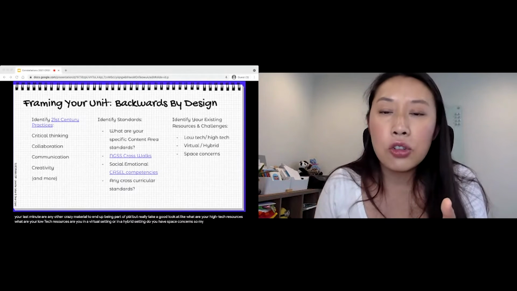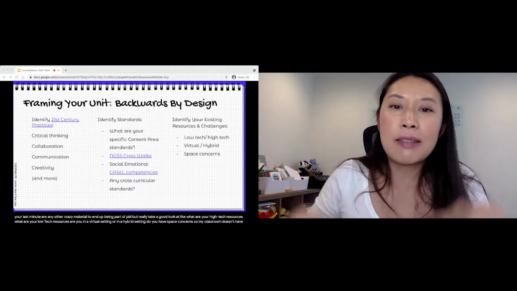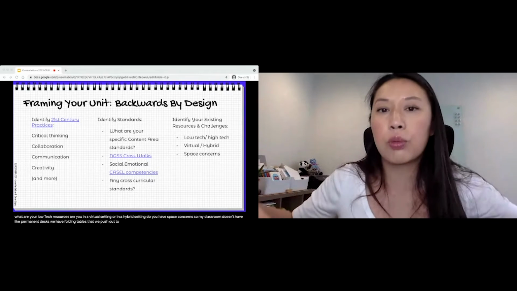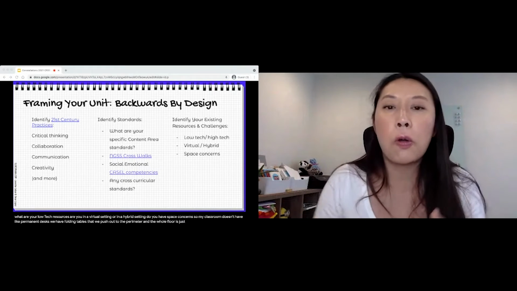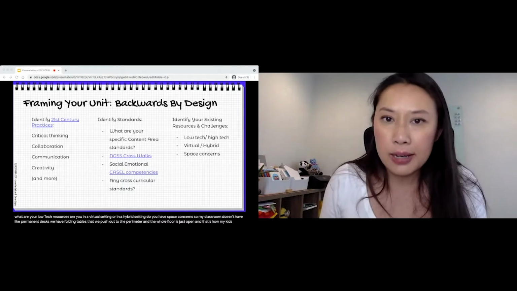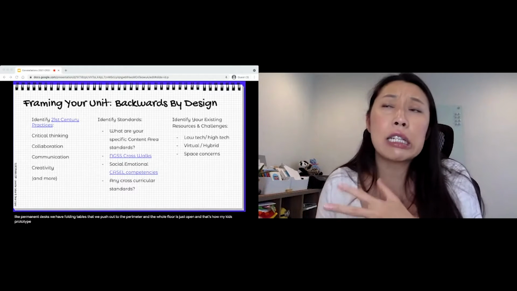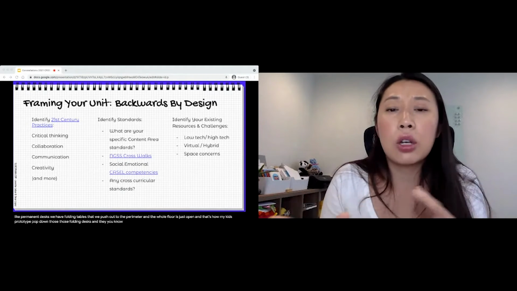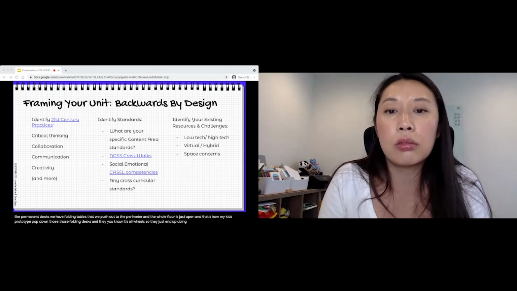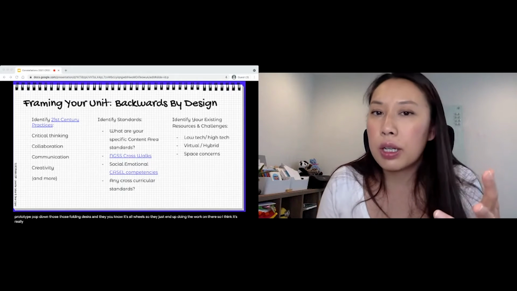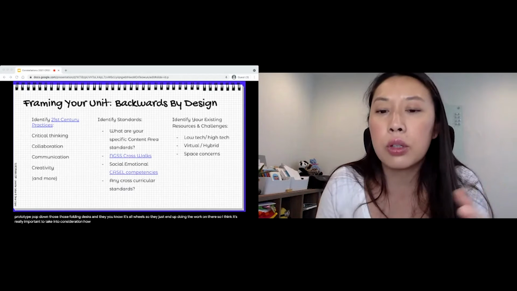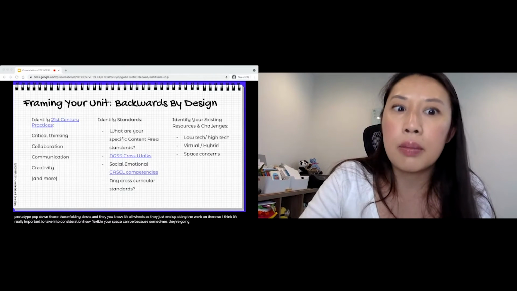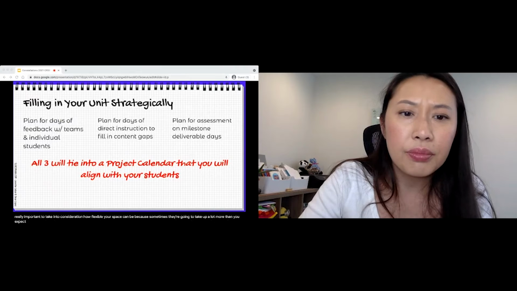My classroom doesn't have permanent desks. We have folding tables that we push out to the perimeter and the whole floor is just open. That's how my kids prototype. And when they want a desk, they pop down those folding desks, which are on wheels, and do the work on there. So I think it's really important to consider how flexible your space can be, because sometimes they're going to take up a lot more than you expect.